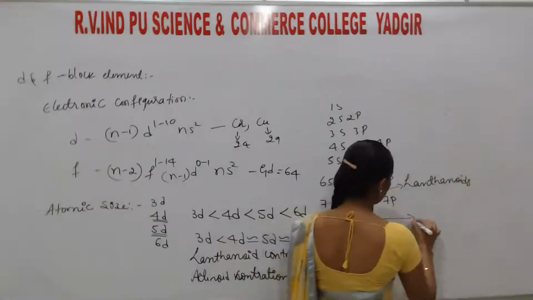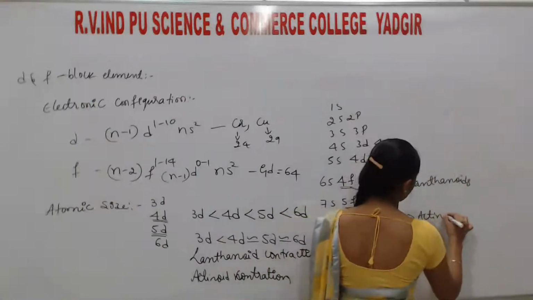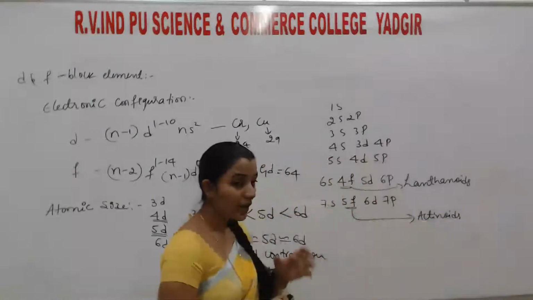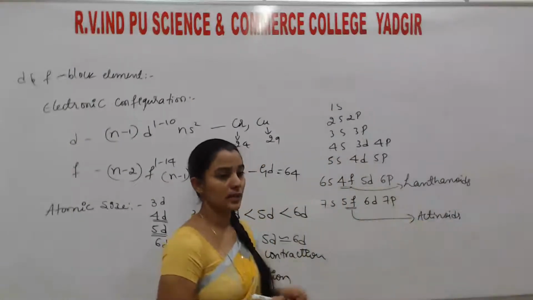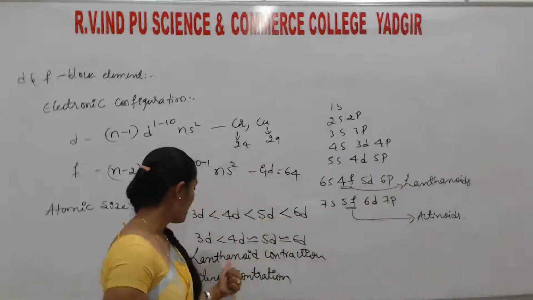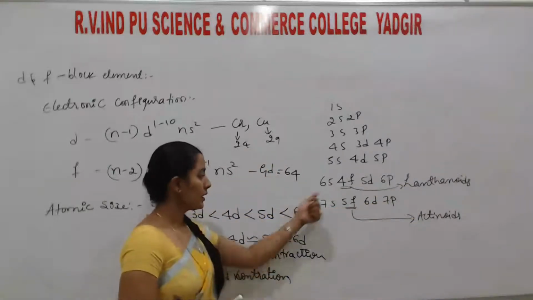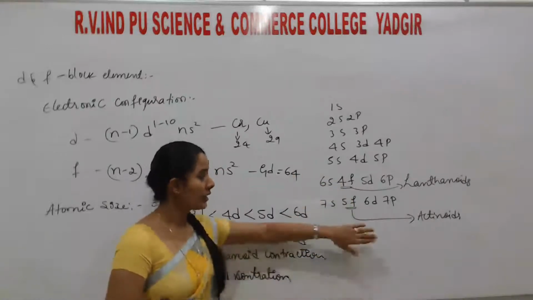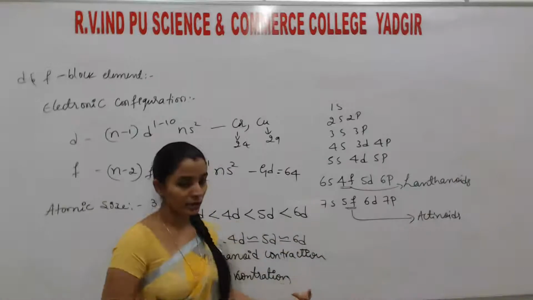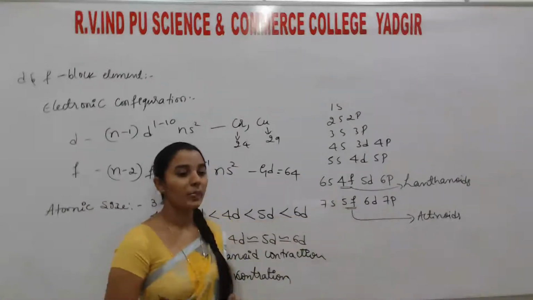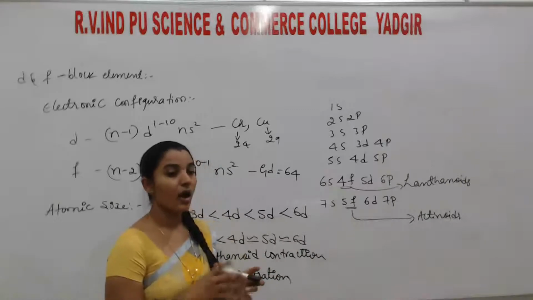5f orbitals are called actinoids. Contraction means decrease in size. So why is it called lanthanoid contraction? Because, students, here 4f orbitals are involved in the decrease of the size. Why is it called actinoid contraction? Because 5f orbitals are involved in the decrease of the size.